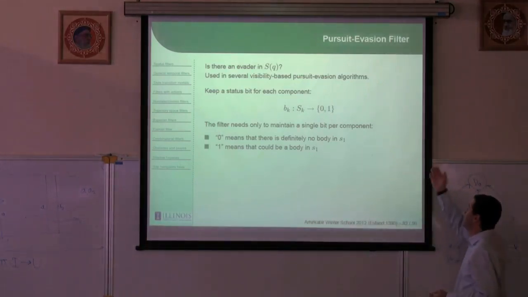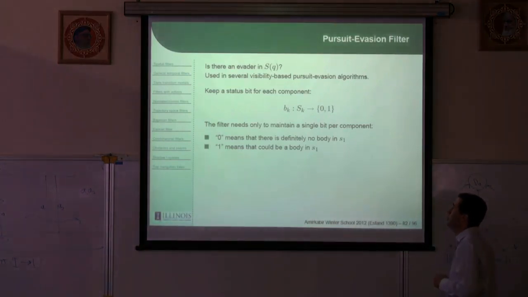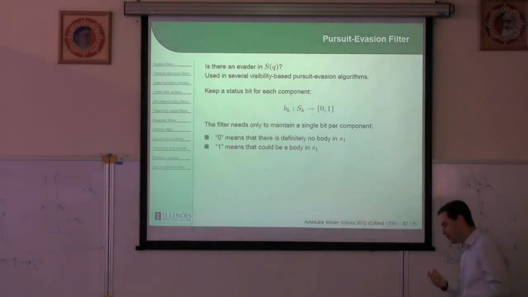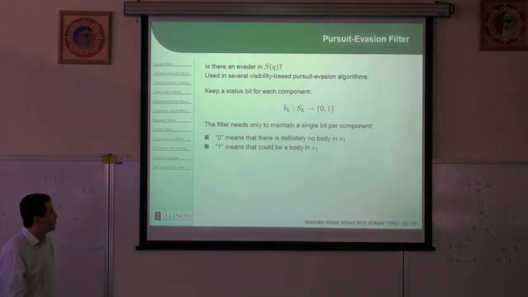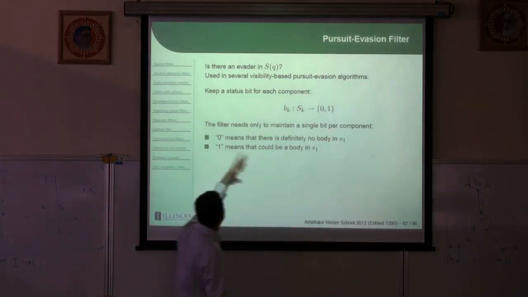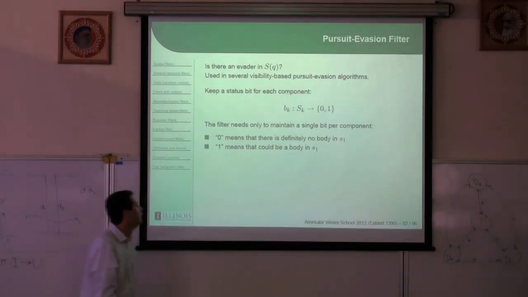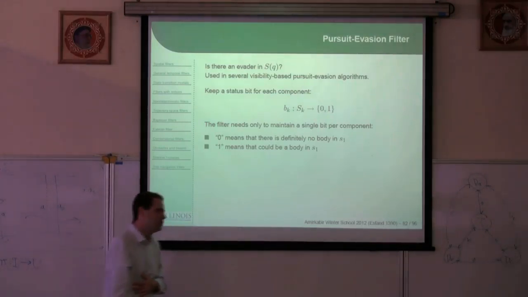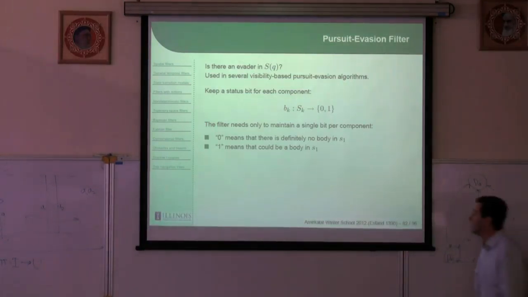So here's the idea. Here's pursuit evasion. We want to know: is there an evader in S of Q? This is exactly the basis of a lot of methods, including the ones we developed for pursuit evasion algorithms. For each one of the shadow components, I'm going to keep a bit, 0 or 1. 0 means there is definitely not a body, or evader if you want, in S1. And 1 means that there might be a body, I'm not sure. It doesn't mean there's definitely a body. Actually, you can make a third label and you can reason about that. Okay? So that's what this means.